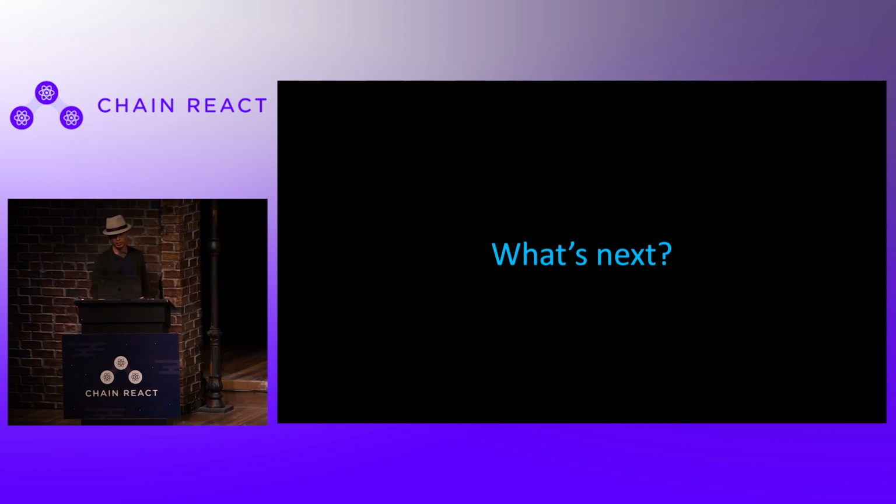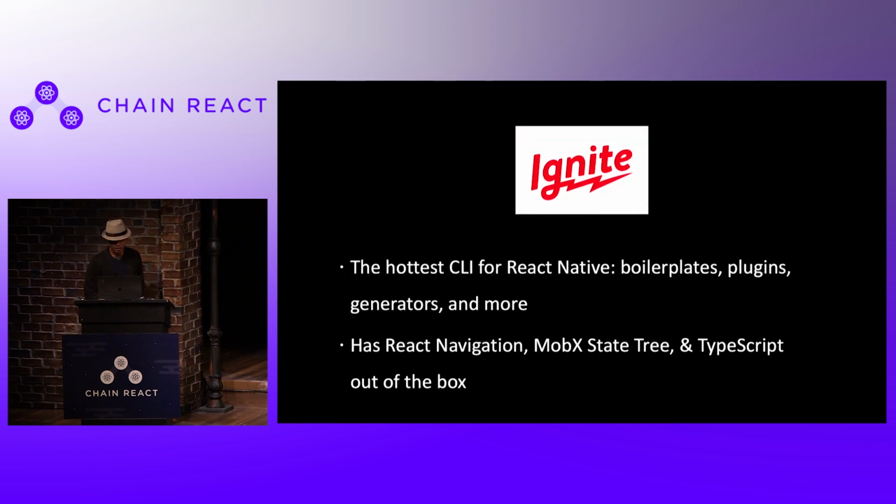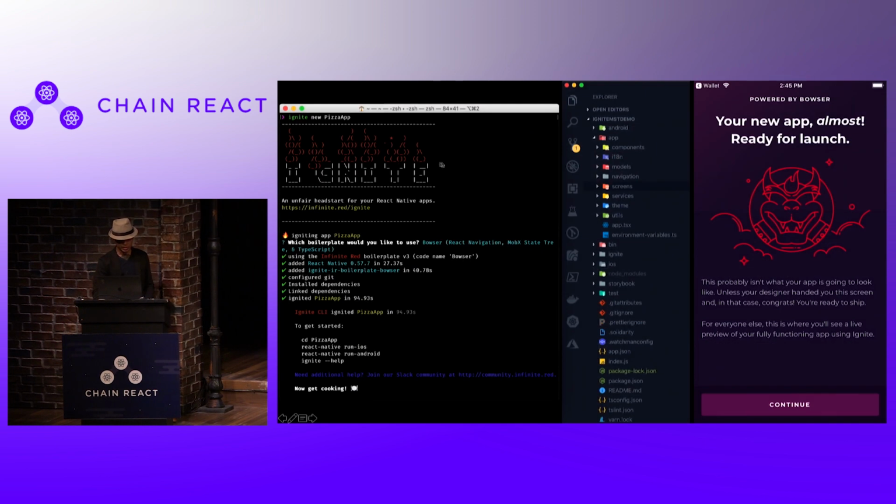So what's next? Snapshots and patches. Please check them out in the MST docs. And here, Infinite Red has this very awesome CLI tool called Ignite Bowser. It helps you scaffold the project. It has React Navigation, MobX State Tree, and TypeScript out of the box. This is the CLI. The default scaffolded project for you, and the default UI or home screen.